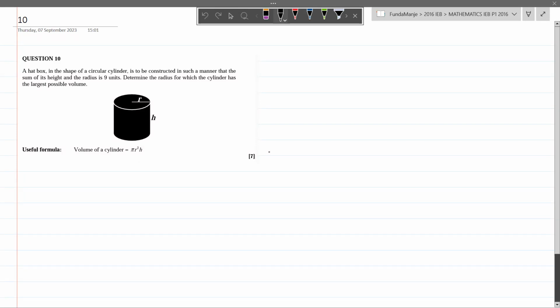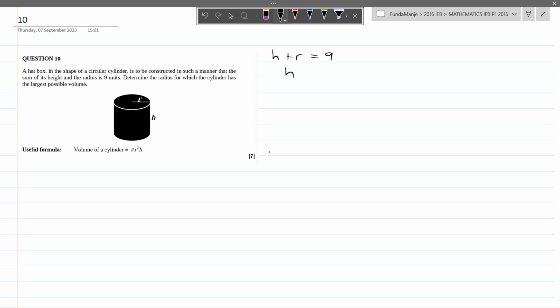Question 10, we're dealing with an optimization problem. A box in the shape of a circular cylinder is to be constructed in such a manner that the sum of its height and the radius is 9 units. Determine the radius for which the cylinder has the largest possible volume. So we have this constraint that the height plus the radius should give us 9.